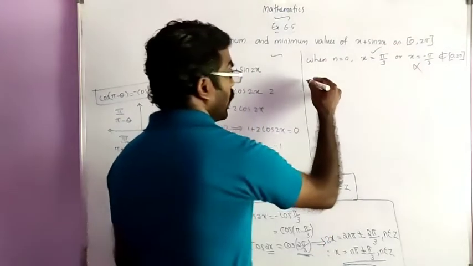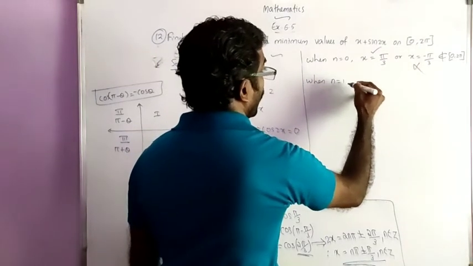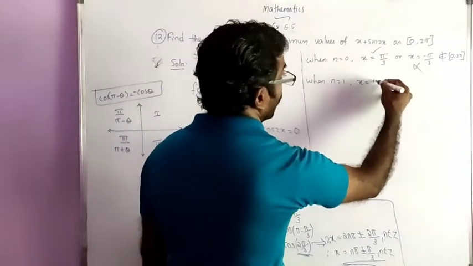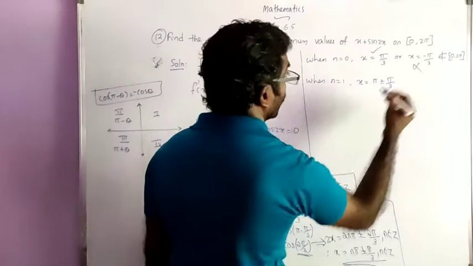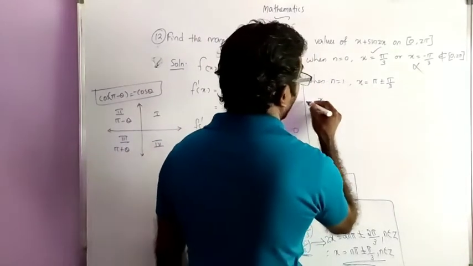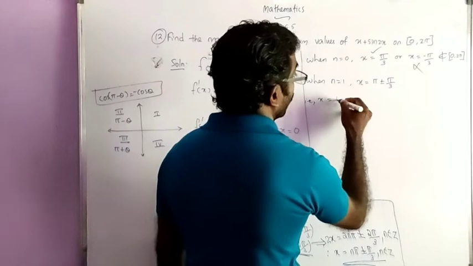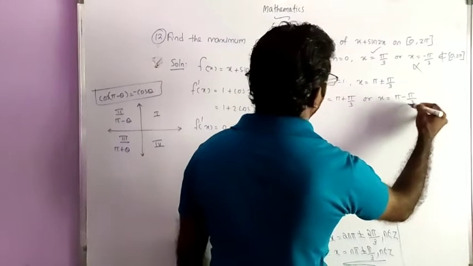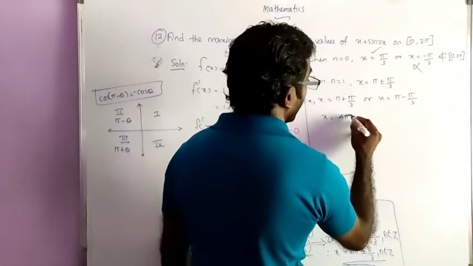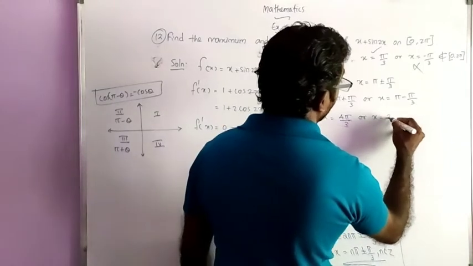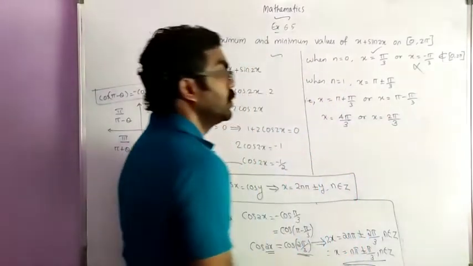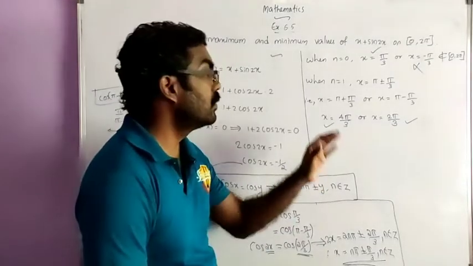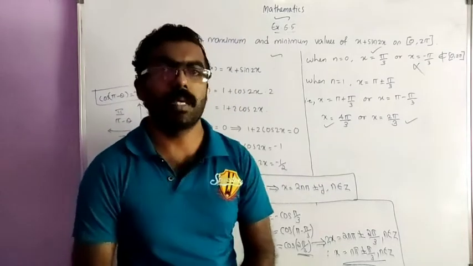Next we can put n equal to 1. When n is equal to 1, x equals 1 pi, that means pi plus or minus pi by 3. That is x equal to pi plus pi by 3 or x equal to pi minus pi by 3. That is x equal to 4 pi by 3 or x equal to 2 pi by 3. These two values belong to the interval 0 to 2 pi, so we take both 4 pi by 3 and 2 pi by 3.